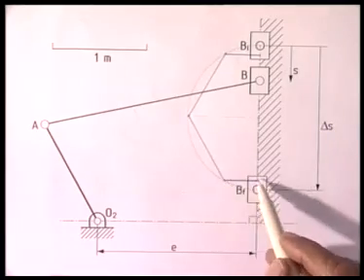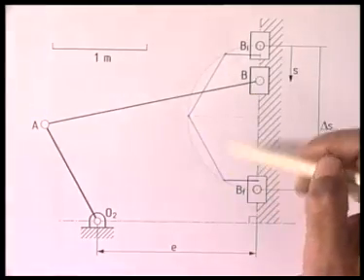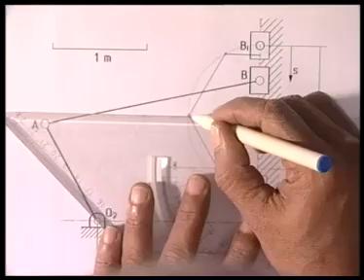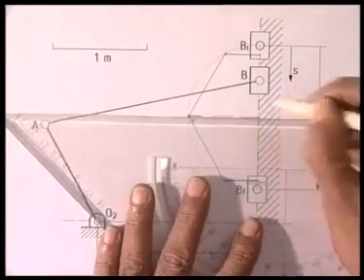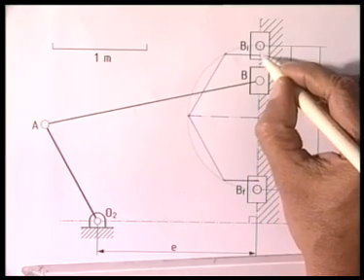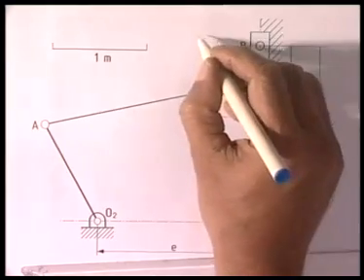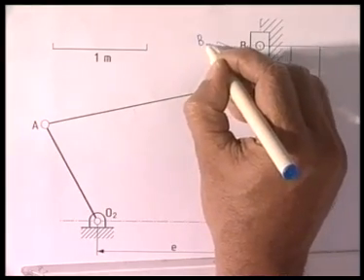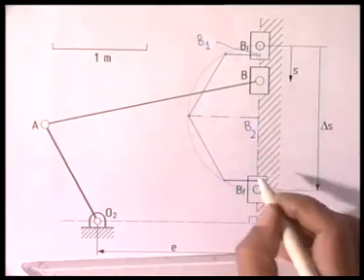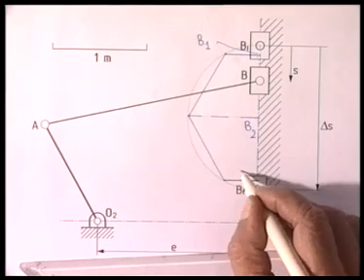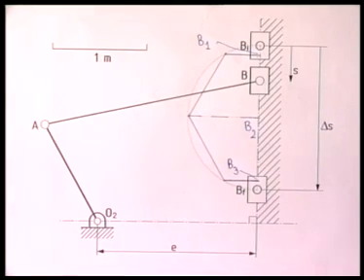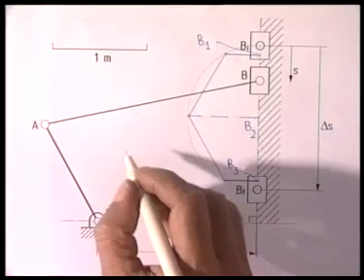So the projection of these 3 vertices 1, 2 and 3 onto this diameter BI BF locates 3 accuracy points, namely B1, B2 and B3.